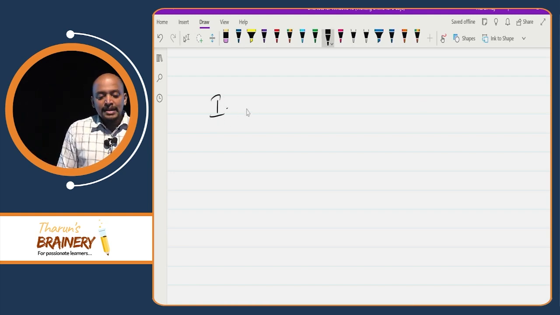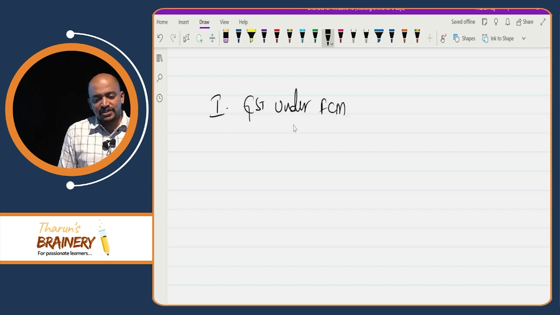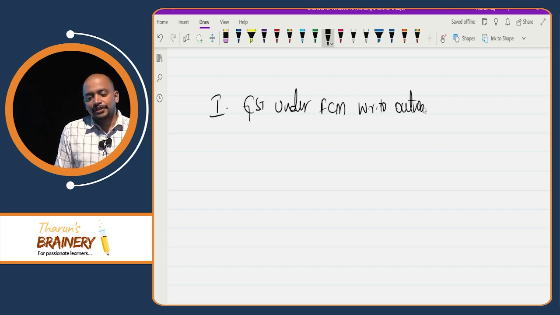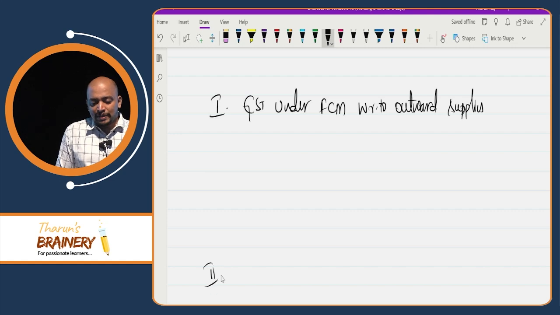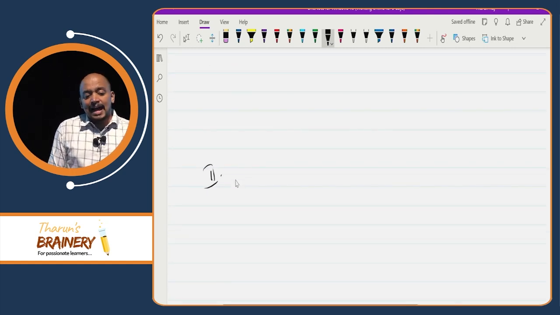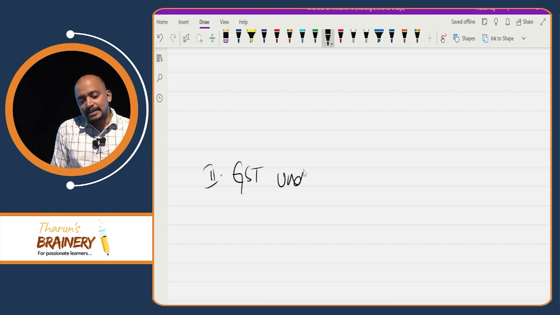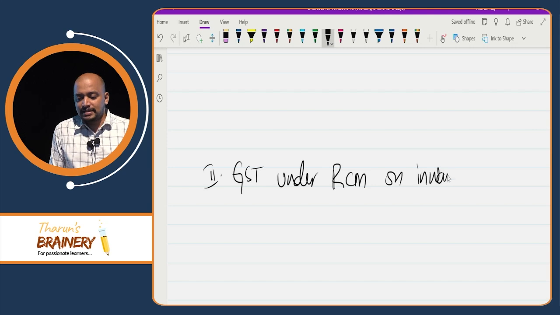Statement number 1: GST under FCM. Statement showing computation of GST under FCM with respect to outward supplies. This is statement number 1. Then statement number 2 will be GST under RCM on inward supplies.